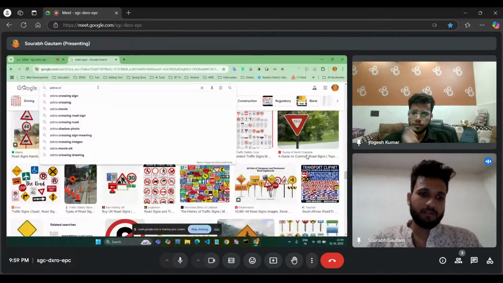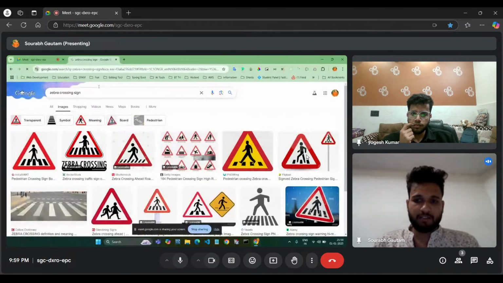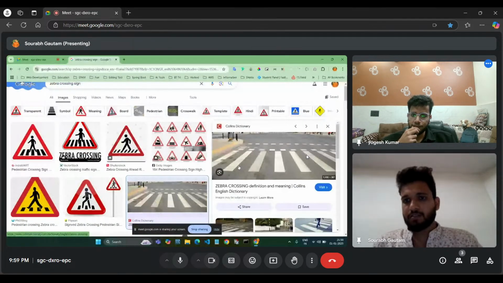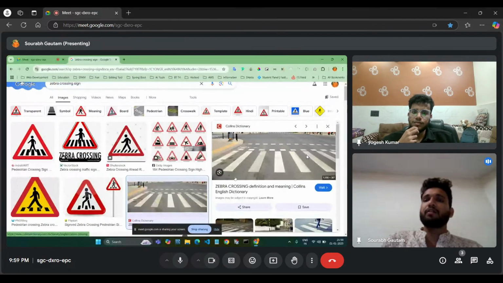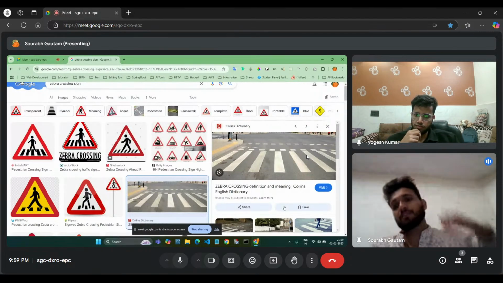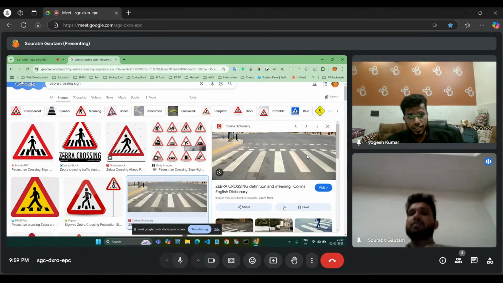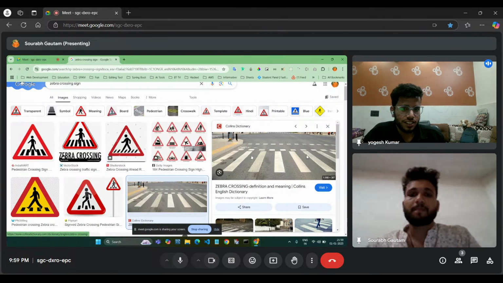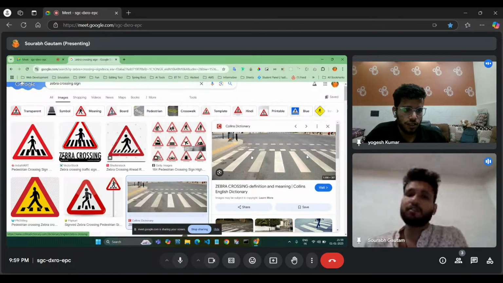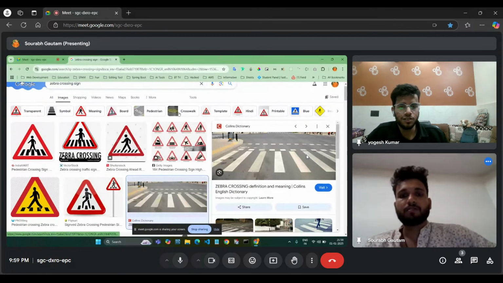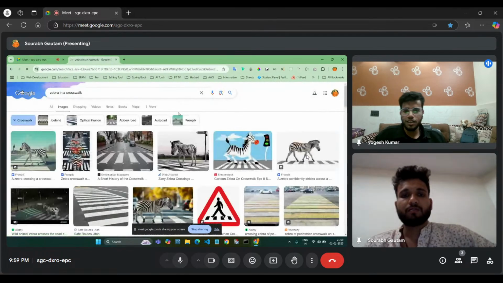Zebra crossing sign. This particular sign is always made only for walkers, if we want to cross the road. Oh, it's very normal for every road maybe.